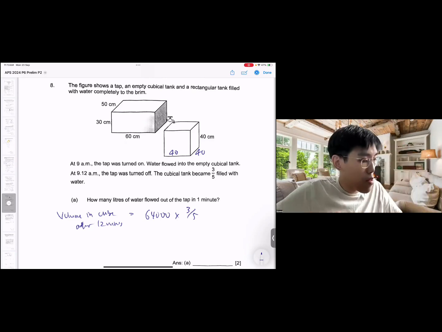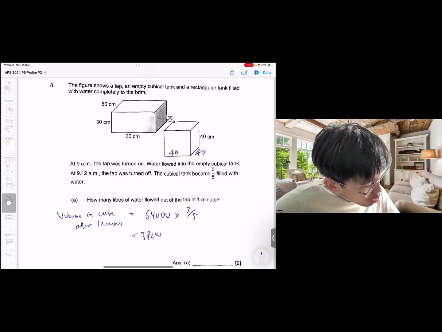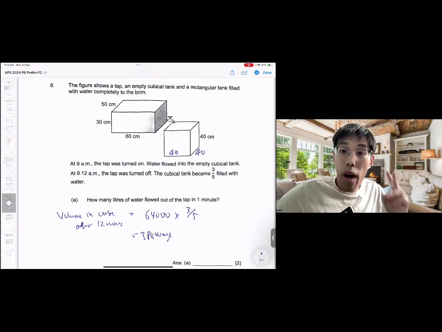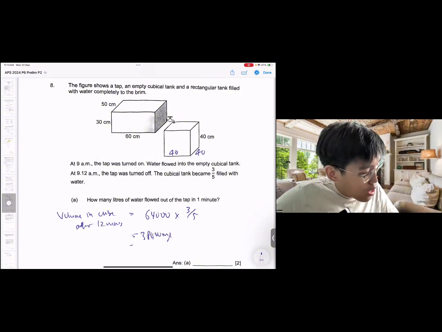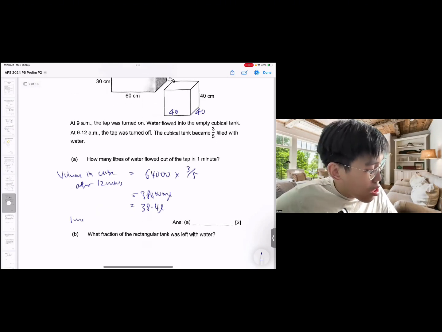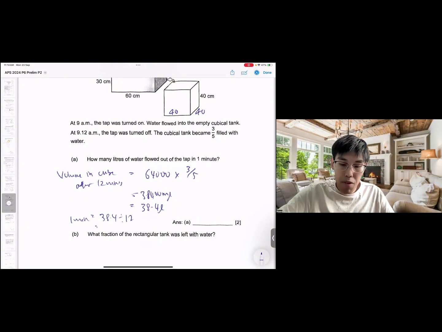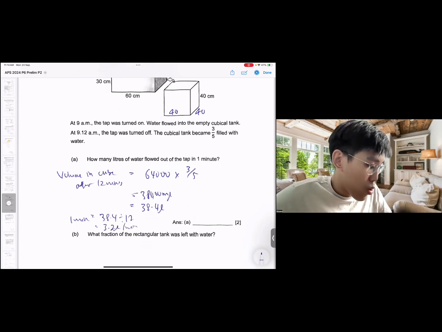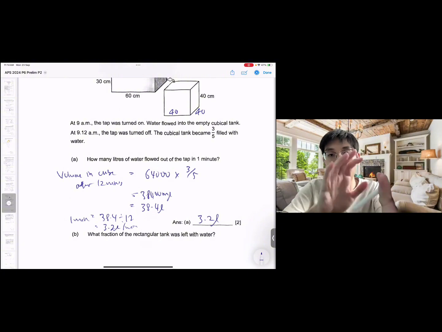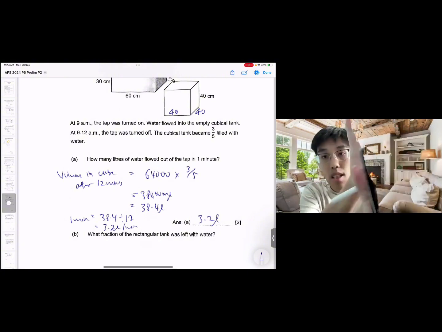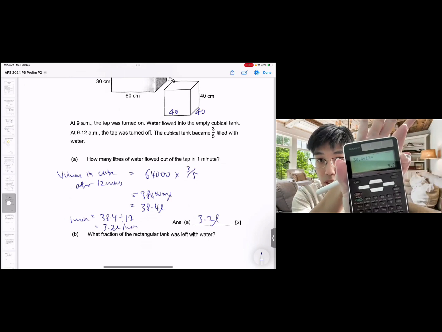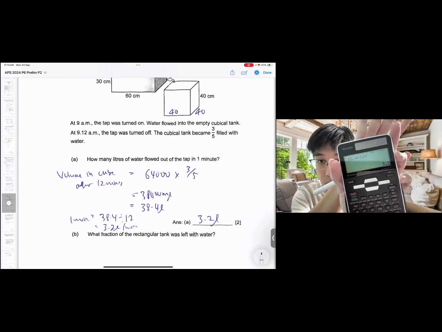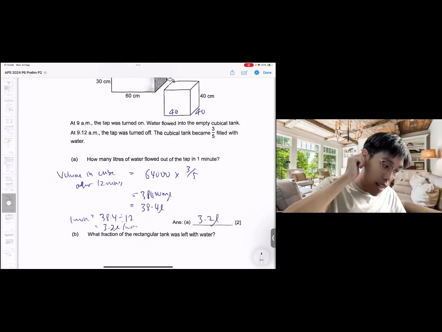Okay, so it's 38,400 ml. But this is a span of 12 minutes. I need to find 1 minute. Alright, this one actually, if you were to convert, is 38.4 liters. So that means 1 minute will be equal to 38.4 divided by 12. 38.4 divided by 12, you get 3.2 liters per minute. So 3.2 liters. This one just change to decimal. Yep. See, you can see it. Like 3.2. Okay, can? Okay, let's continue.